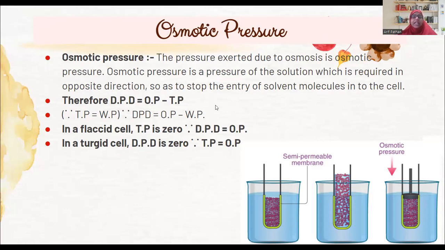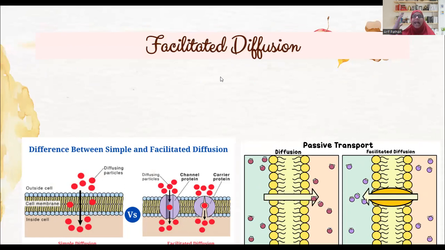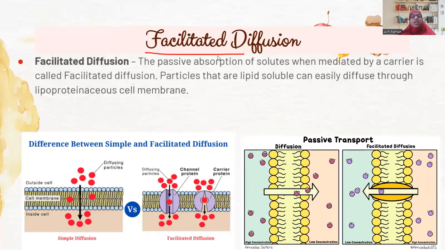Now we move to the next terminology, that is facilitated diffusion. Diffusion, we know, is the movement of ions, atoms or molecules from a region of higher concentration to lower concentration. No energy is required, no carrier is required. But when you add this term facilitated, what happens? Facilitated means someone is facilitating it, someone is helping out, acting as the middleman or as a carrier. So here a carrier is involved.